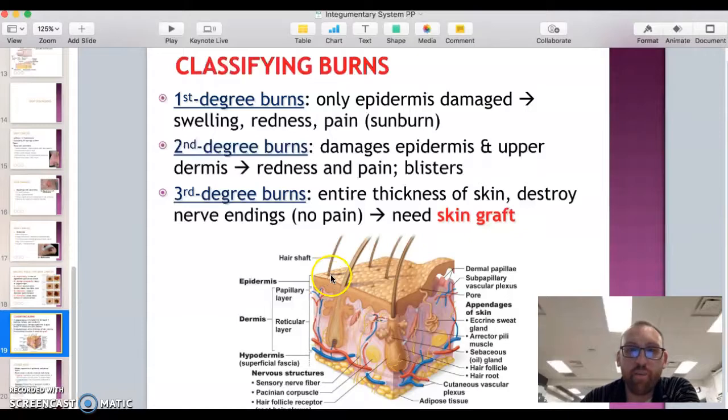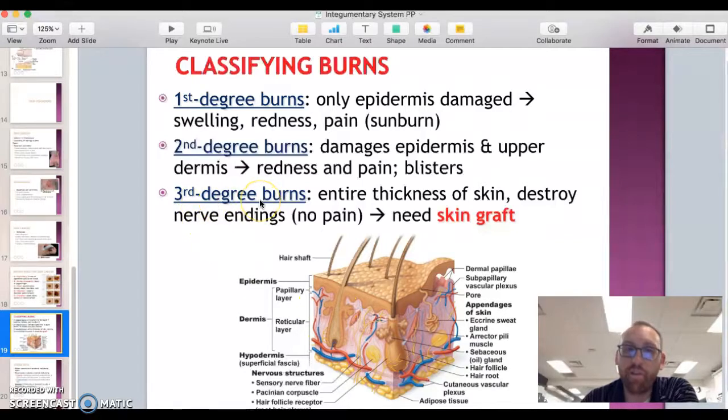The 2nd degree burn is going to go through the epidermis and actually start to go into the dermal layer, this top part. And that's going to cause more damage, definitely pain, definitely blisters. So it just went deeper. So notice it went through the epidermis and into the upper dermis. Okay, so you're not going to do too much damage to any of these other appendages.